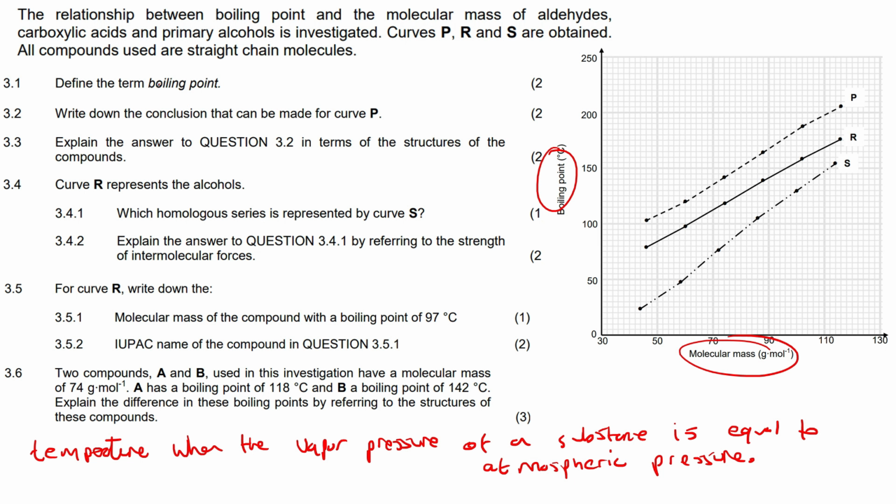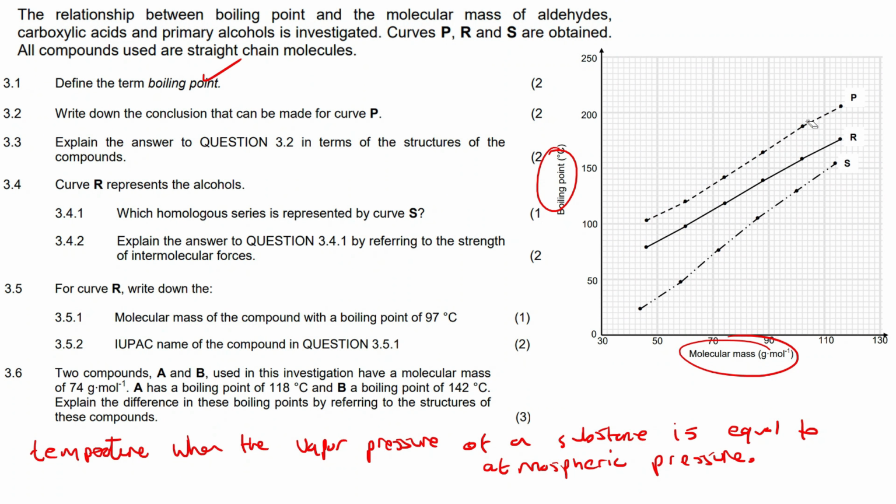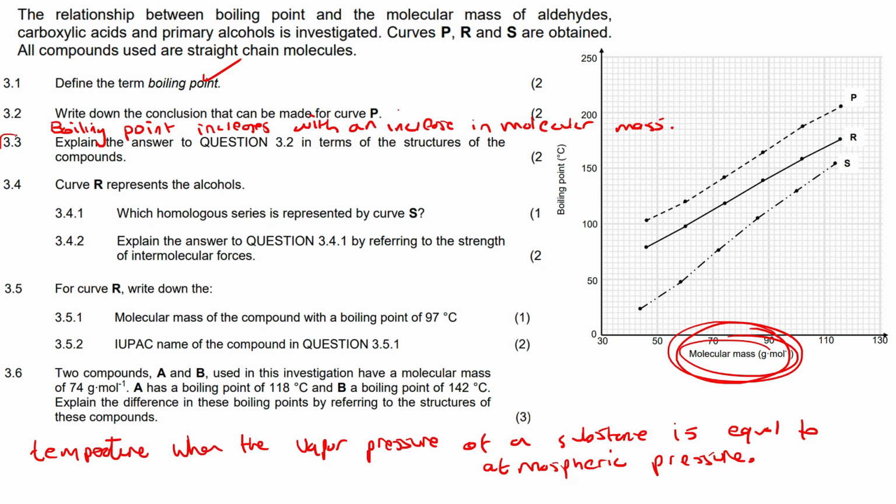Okay, so we've done this one. Now it says write down the conclusion that can be made for curve P. So for curve P, what we can see is that as the molecular mass increases, the boiling point increases. So we can say boiling point increases with an increase in molecular mass. Okay, this one says, explain the answer to question 3.2 in terms of the structures of the compounds.